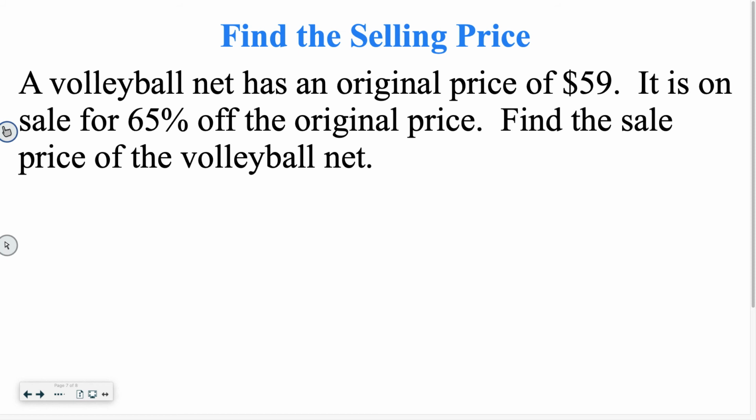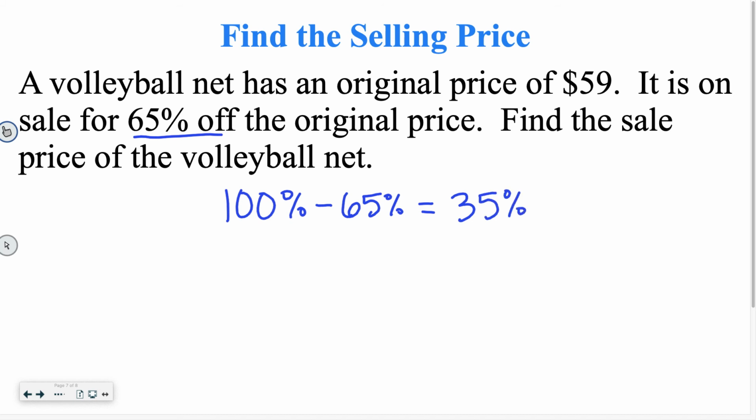Now we have a volleyball net that has an original price of $59. It is on sale for 65% off the original price. Find the sale price of the volleyball net. So this time, again, you would say they paid 100%, like that covers the amount the store paid. But this time we're getting 65% off. This is a discount. When you are getting a discount, instead of adding it, you subtract the percent. So 100 minus 65% tells us that you're going to only pay 35%. This is a really good deal for you. You're going to say 0.35.